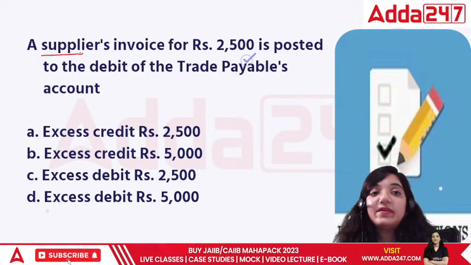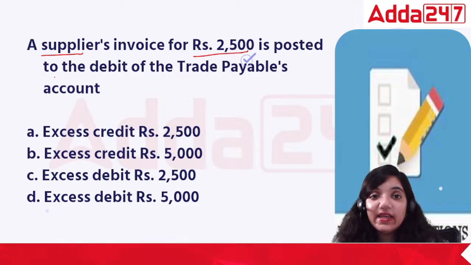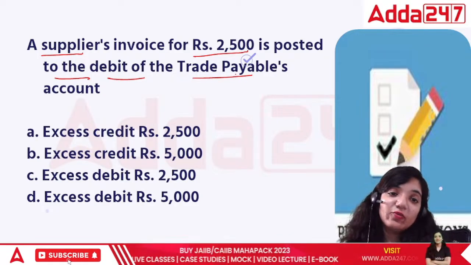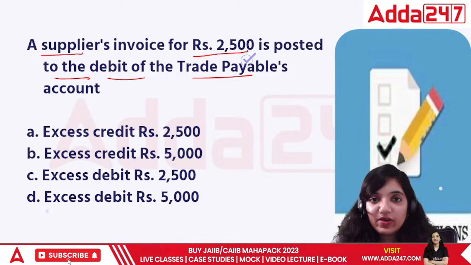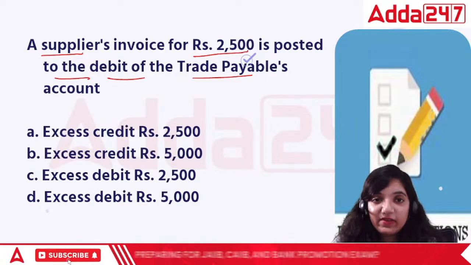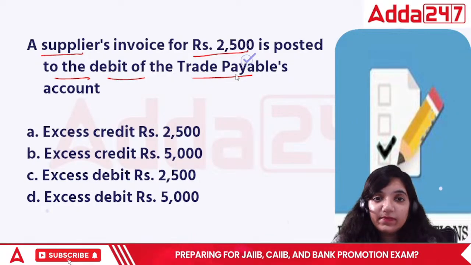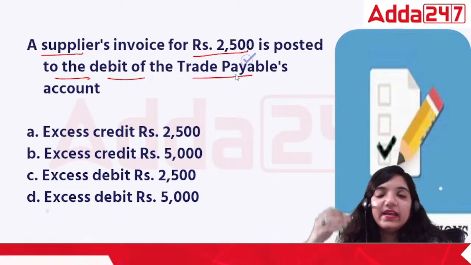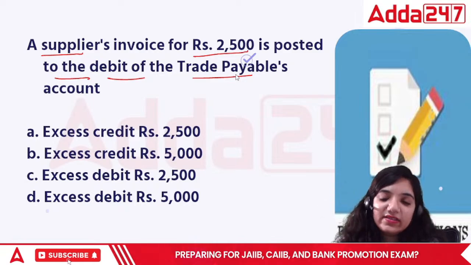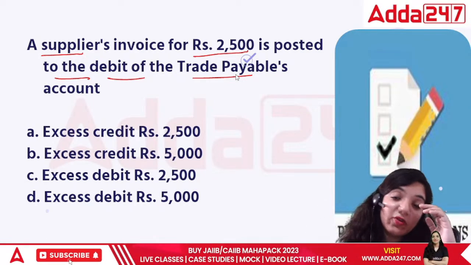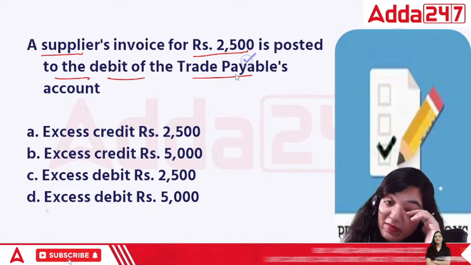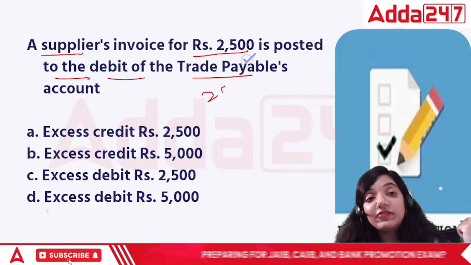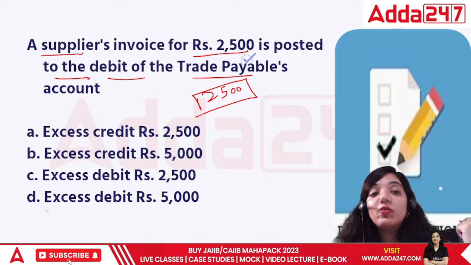Next question. A supplier's invoice for 2,500 is posted to the debit of trade payable account. So basically what I did was, someone had given me an invoice of 2,500 rupees. There is a person who has given me a supply of 2,500. So in this case, what has happened is that particular invoice is posted to the debit of trade payable. Trade payable is basically my creditor. Technically, creditor itself says credit. So first of all, this 2,500 is posted to the debit.